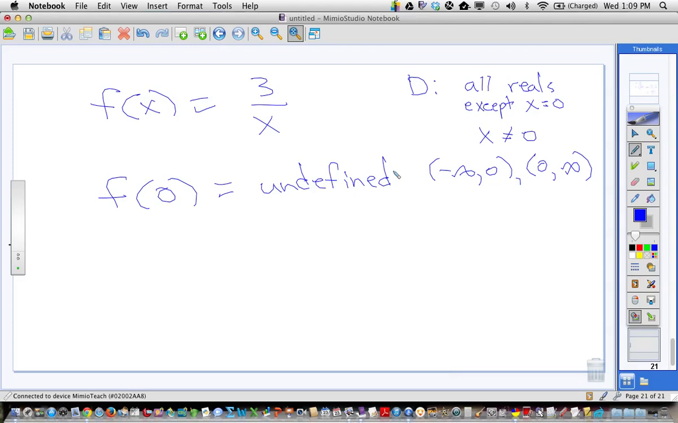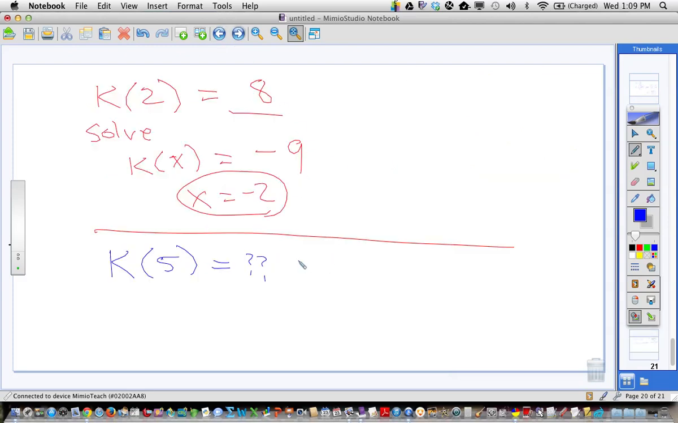Right? Defined means a definition. A function is a rule which defines the function. It tells you how to get the outputs. There is no output for an input of 0, so we say the function is undefined at 0. So let's go back to this one. What's k of 5?